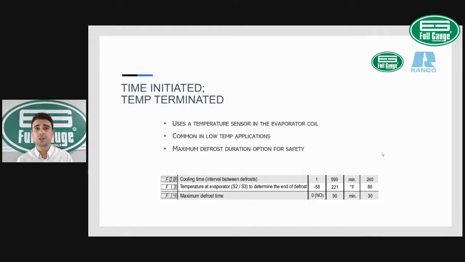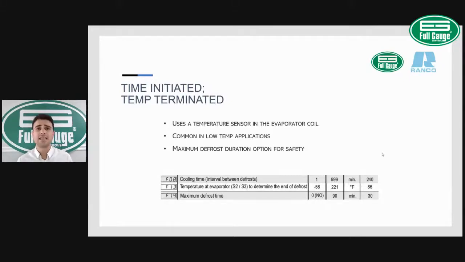In addition to that, you have a safety option, which is a maximum defrost time. This provides the option of terminating the defrost even if the termination temperature is not reached. For instance, if the sensor is placed in an incorrect position, if the sensor is miswired, or if you have any other problem, you don't want your defrost cycle to continue forever. So you have a maximum defrost duration for safety reasons.